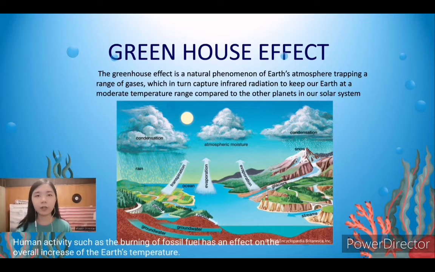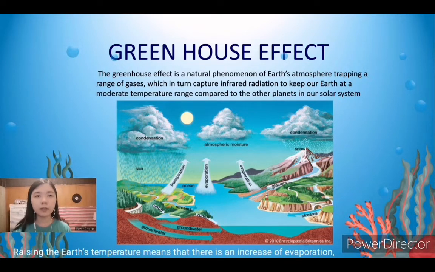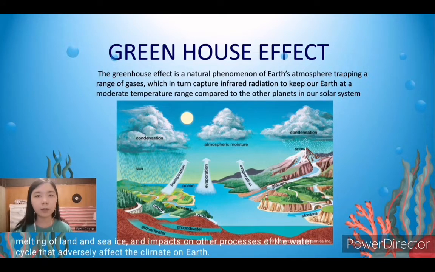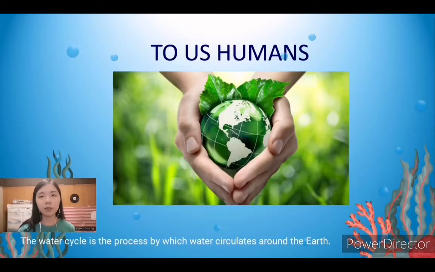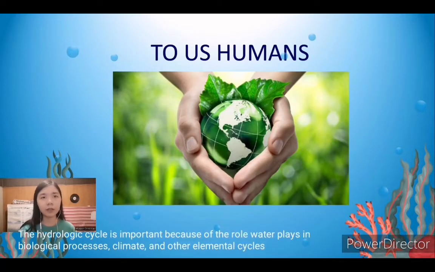Human activities such as burning of fossil fuels have an effect on the overall increase of the Earth's temperature. Raising the Earth's temperature means that there is an increase of evaporation, melting of land and sea ice, and impacts on other processes of the water cycle that adversely affect the climate of the Earth. The water cycle is the process by which water circulates around the Earth. It is also important because of the role water plays in our biological processes, climate, and other elemental cycles.